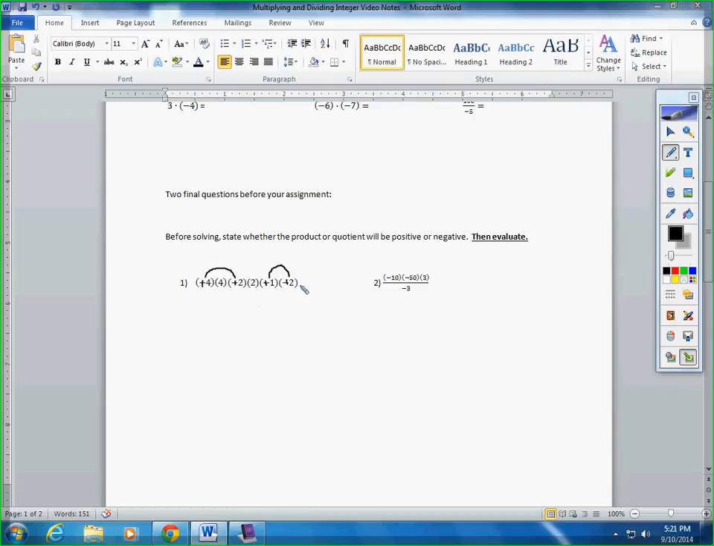So all you really have to do is forget about your negatives and say 4 times 4, which is 16, times 2, which is 32, times 2, which is 64, times 1, which is 64, times 2, which is 128. So beforehand, before you solve this, you should have been able to tell me, hey, my answer is going to be positive because I have 4 negative numbers being multiplied together. Since you have an even number of negative numbers being multiplied together, each pair of negatives is going to cancel out, and you're going to end up with positives.